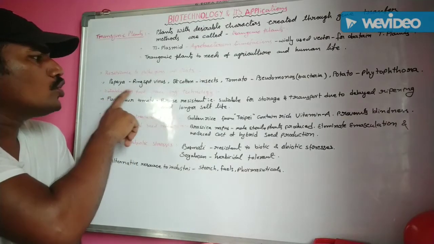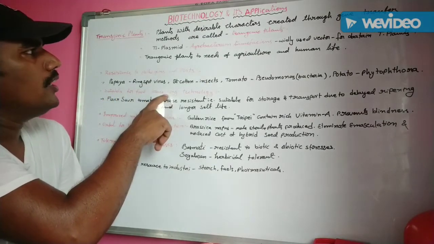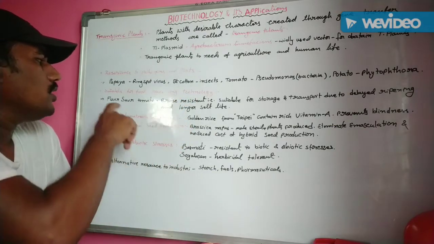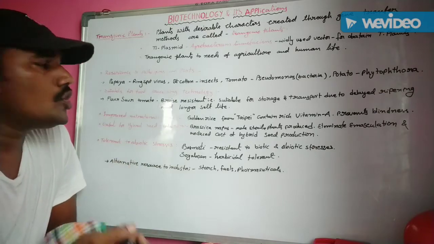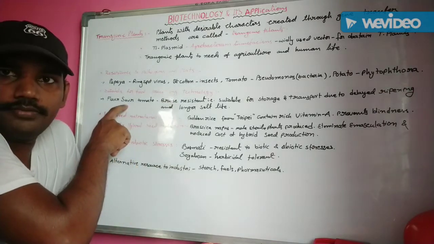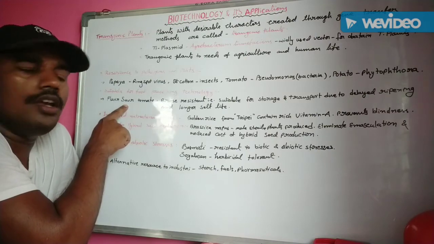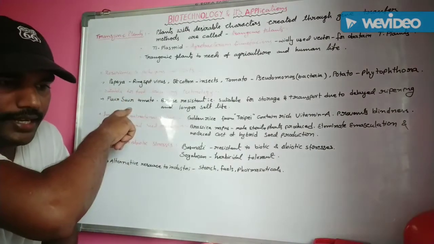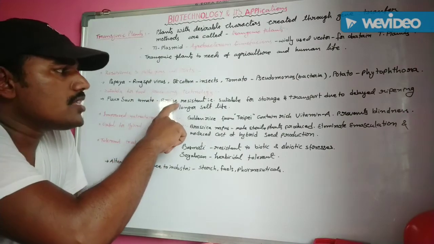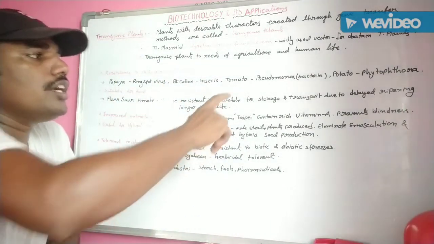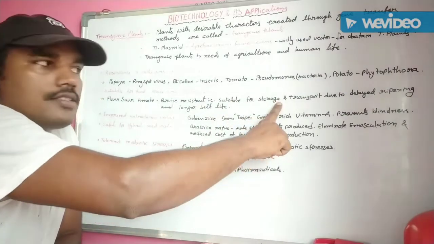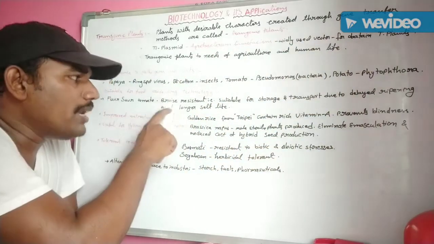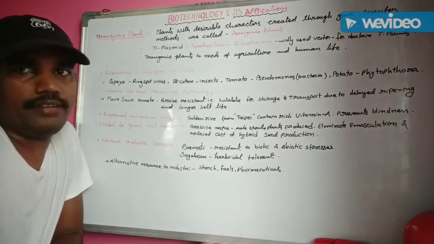Transgenic plants are suitable for food processing technology. This means a transgenic tomato, like Flavr Savr. This Flavr Savr plant is bruise resistant. That means it is suitable for storage and transport due to delayed ripening and also long shelf life.